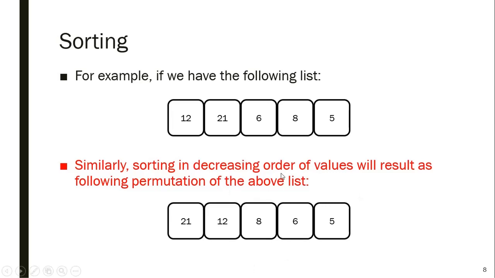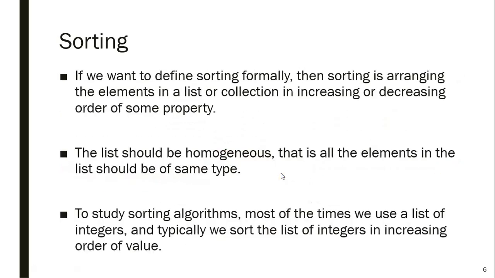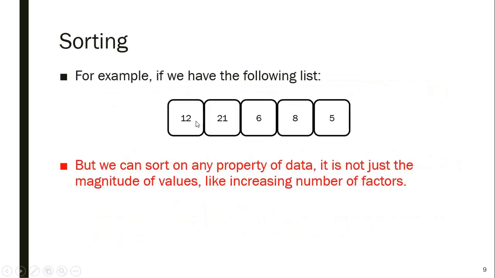I told you that it is not just the increasing or decreasing order of the value. It can be increasing or decreasing order of some property of that value. So let me explain it to you. For example, if we have the same list 12, 21, 6, 8 and 5, and I want to sort it not just by the magnitude of values, but on any other property of the data. Magnitude is just one property. Take, for example, increasing number of factors. First I have to see how many factors all these have.